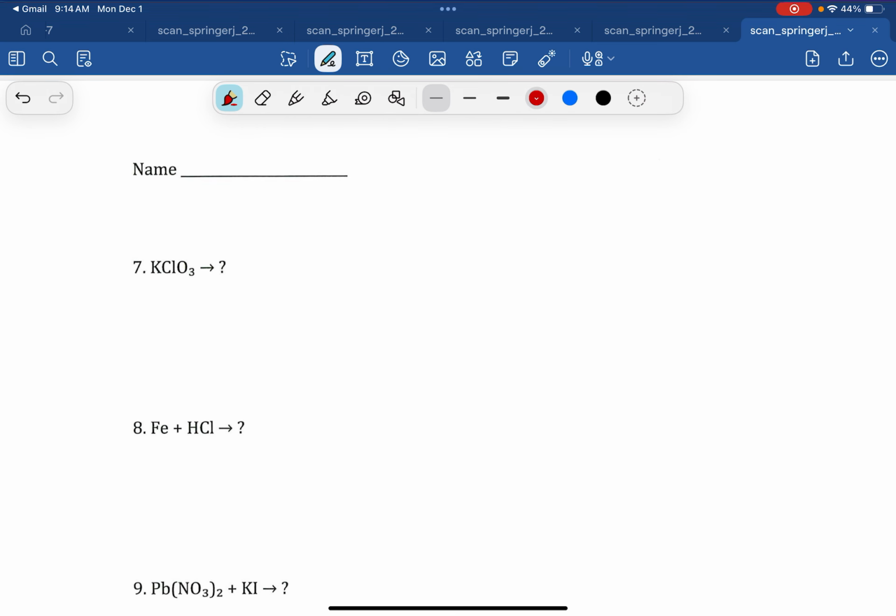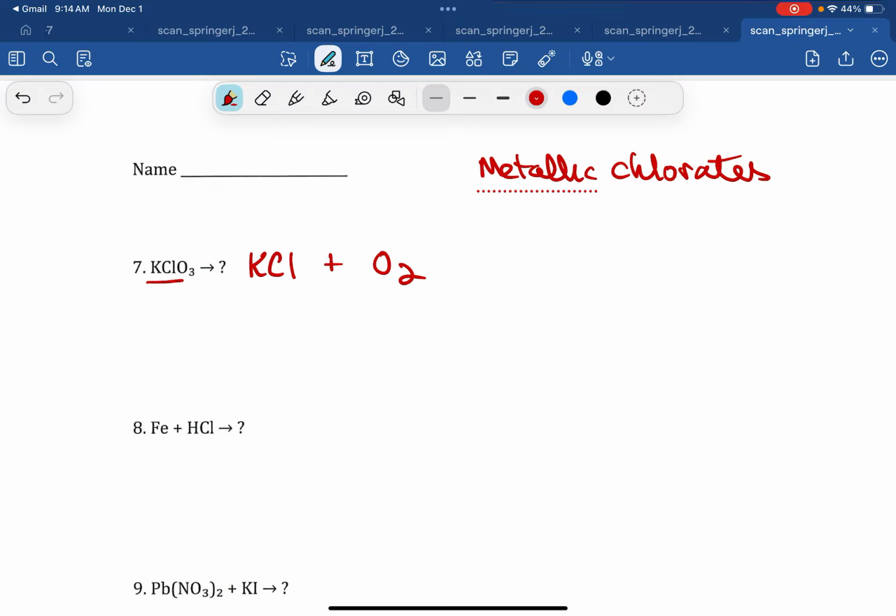So potassium chlorate, there's only the one reactant, so it's got to be decomposition. And this was a special one, KCl plus O2. Metallic chlorates turn into metallic chlorides and oxygen.